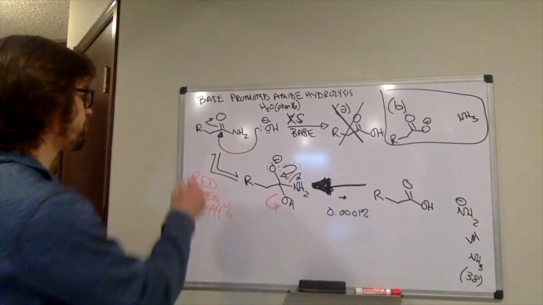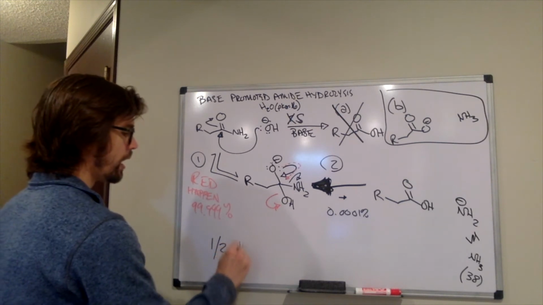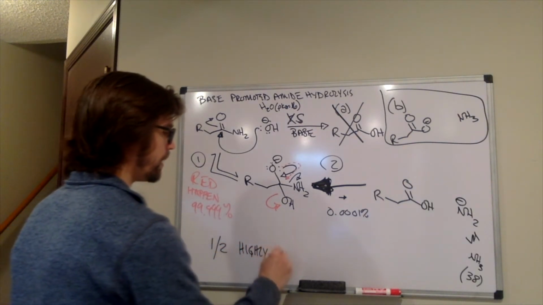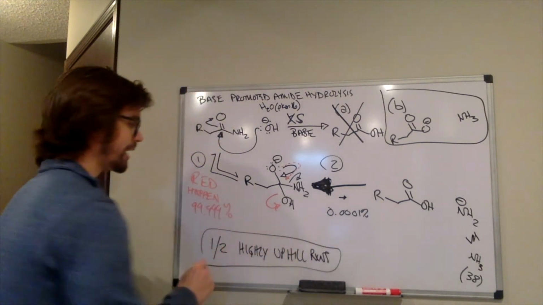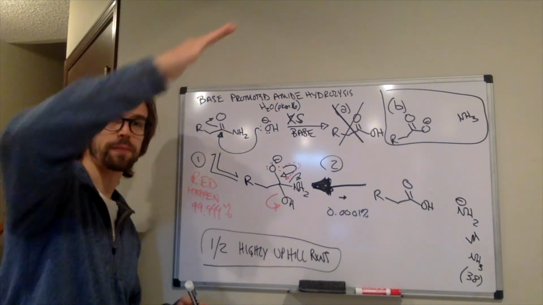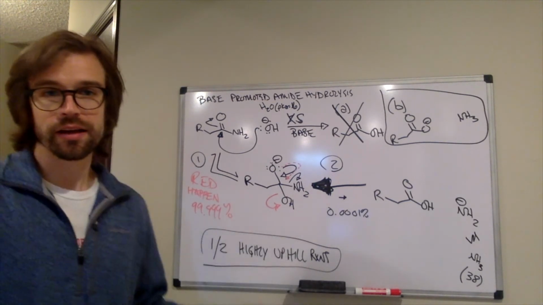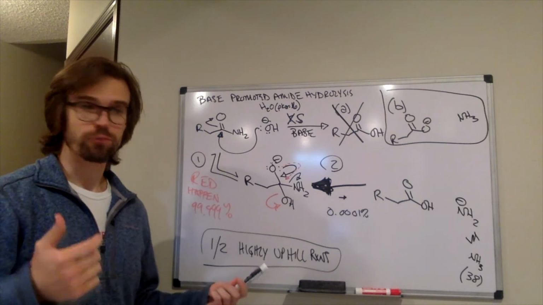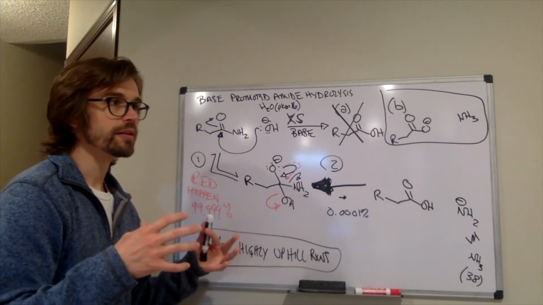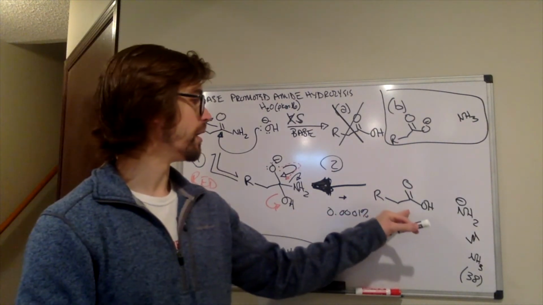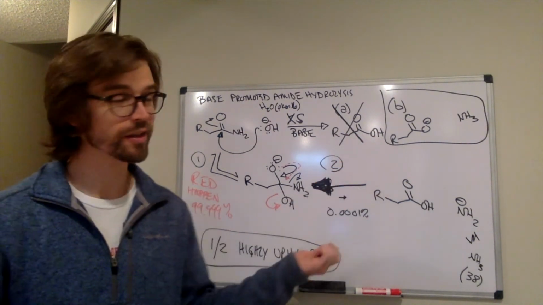And both of these, both step 1 and step 2, are highly uphill reactions. We're forming things that are much less stable. So we're going up in energy and up in energy again. So not very favorable. But this is somewhat random. The more stable thing is going to happen most of the time, but some of the time this reaction pathway is going to happen. It just has to happen every now and then because we know that this works.